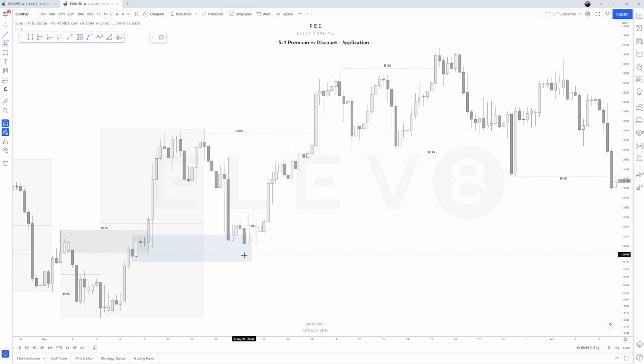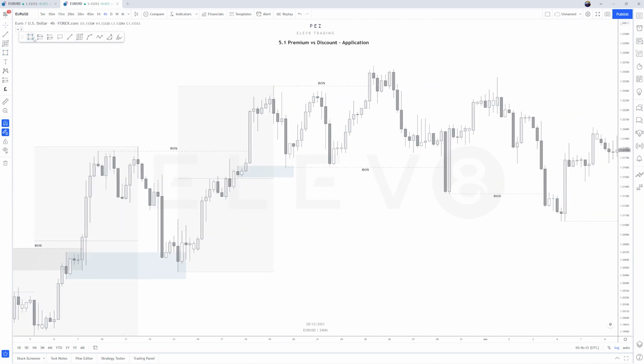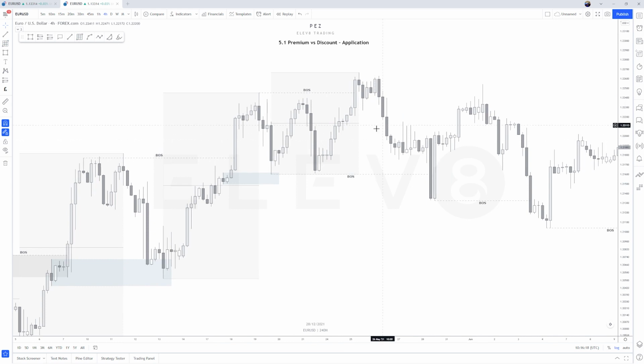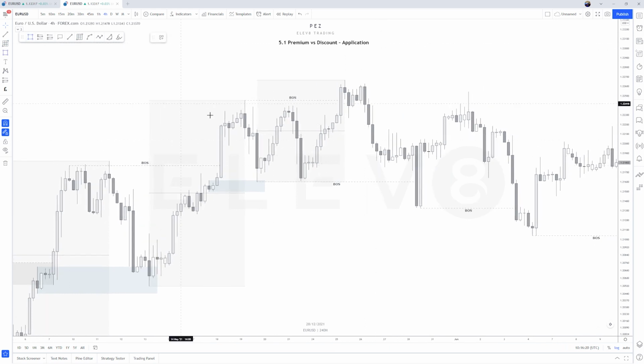So we get the break up, and then we get a pullback from this, and we come down into this demand here, it looks like, before then moving off and breaking structure. So we draw from this low to this high. As you can see, we come down into discount and react off of this.